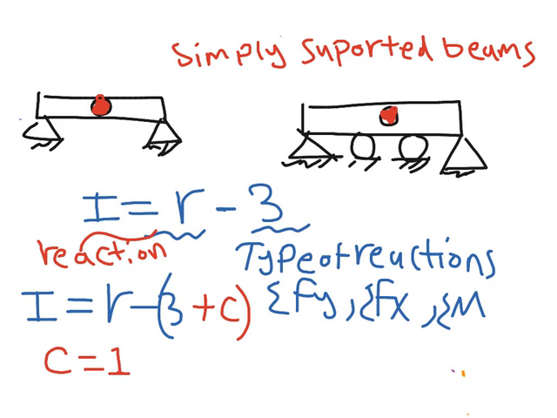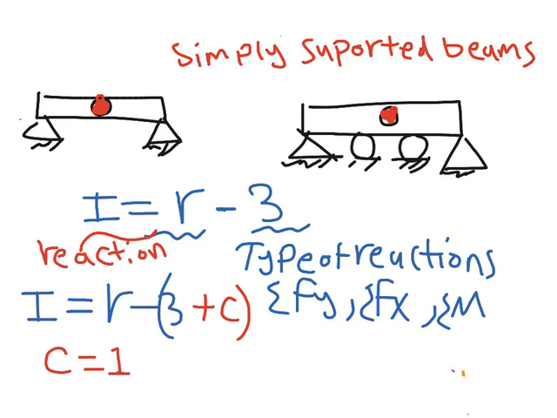For example, we have simply supported beams, and to check determinacy, we calculate the value of I. We use this equation: I equals R minus 3. R stands for reactions, and 3 is the type of reactions. What do we mean by the type of reactions? Type of reactions stands for sigma of Y, sigma of X, and sigma of moment. Okay?